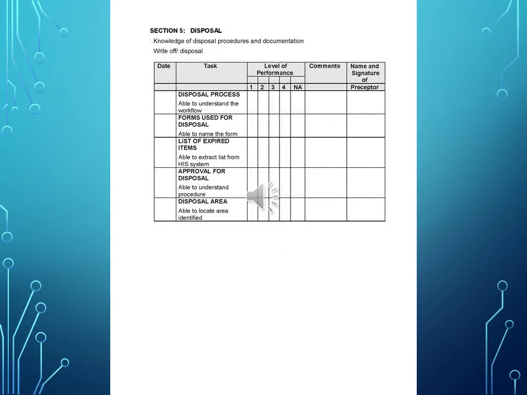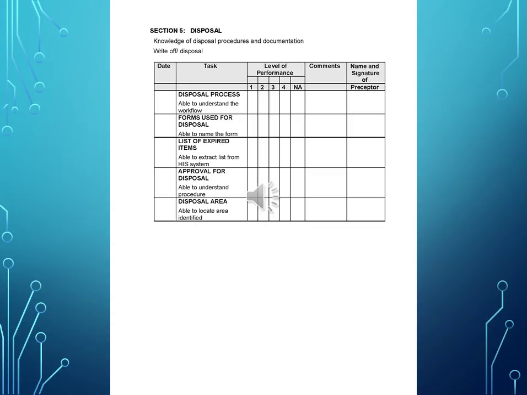Section 5. Disposal. Disposal procedures and documentation. Write-off/disposal. Date, task, level of performance, comments, name and signature of preceptor. Disposal process: able to understand the workflow.